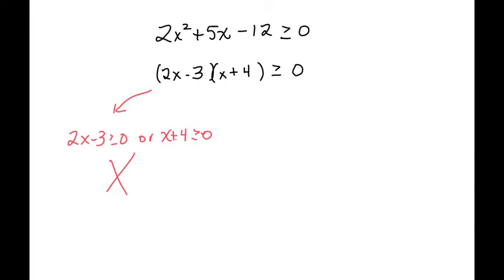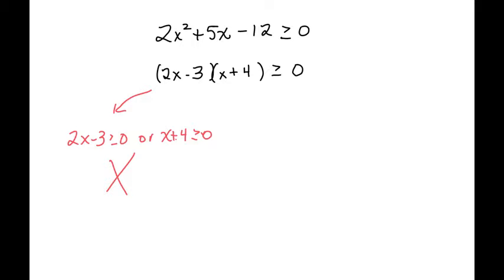So we can't treat these separately, because the only way it will be greater than or equal to 0 is if 2x minus 3, that part of it, and x plus 4, that part of it, are either both negative or both positive. If the value I insert in for x makes one of those quantities positive and the other one negative, it won't work. And if you do these separately, you're going to run into that issue.